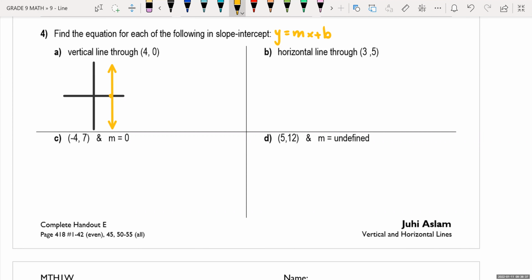What do you guys think? Wrong guesses are okay too. X is equal to 4. Thank you. That is correct.